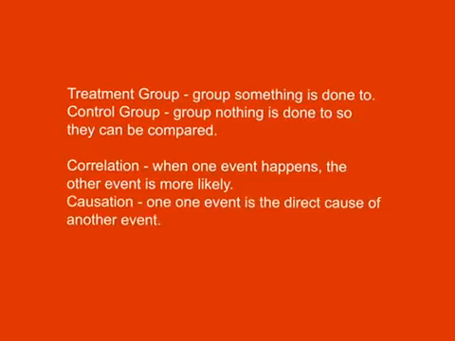When an experiment is done, sometimes the results may show a correlation, a relevance, a relationship, so that when one event happens, the other event is more likely to occur. Sometimes that correlation goes a step further, in which you could say that one event is the direct cause of the other event, in which case you'd have causation.